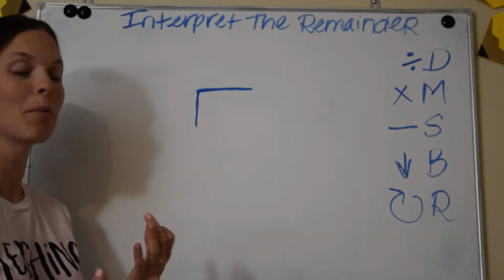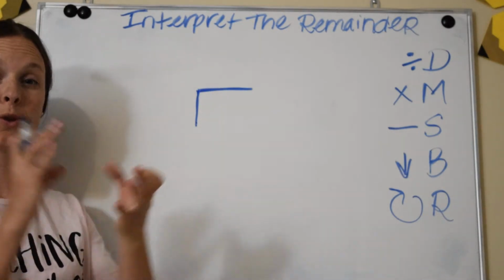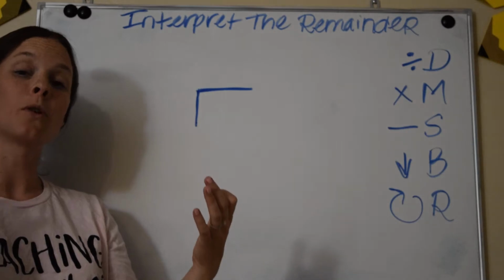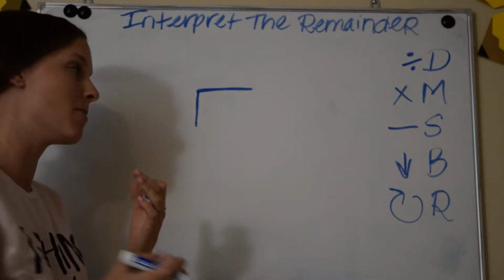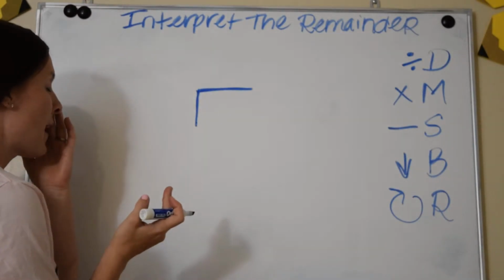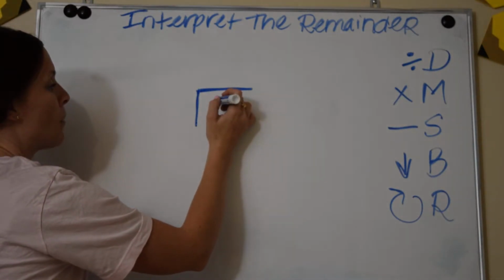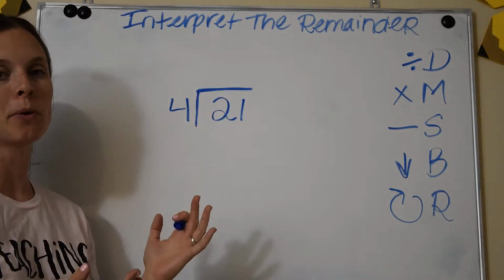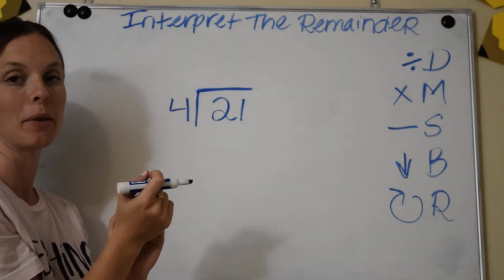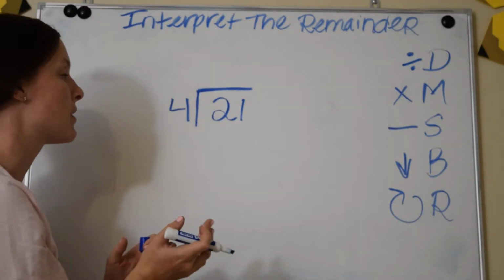So I'm going to do a couple short little examples before we get to the one when we interpret a remainder when it's related to problem solving, when we have a real life scenario, okay? So let's say we have the problem 21 divided by 4. I know it's going to be a remainder because this is not a fact family, but let's go ahead and divide and go through our steps.